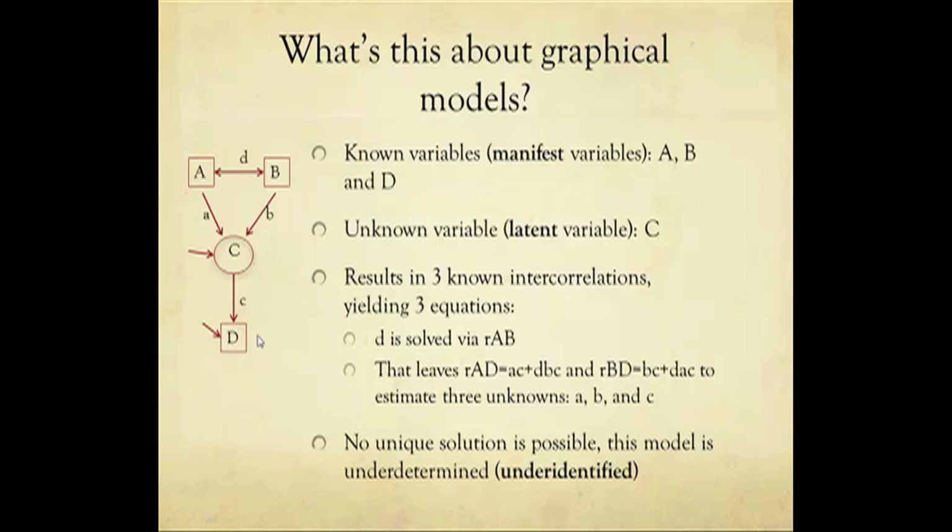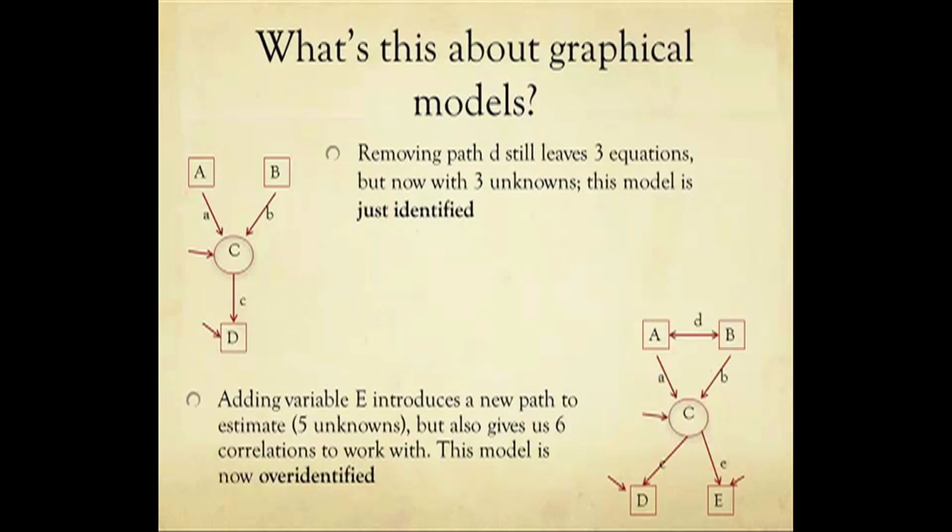So you can see here we've got these three unknowns and only two known correlations with which to try to interpret what those paths might be. In this case, no unique solution is possible. This model is actually under-identified or under-determined, depending on what vocabulary you want to use for that.